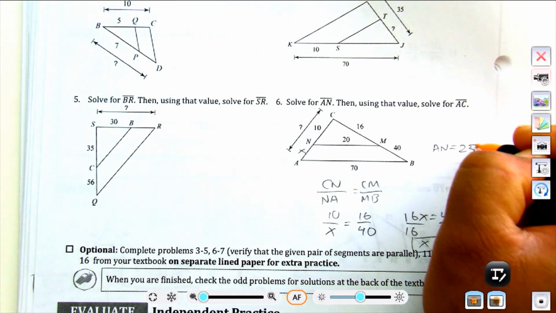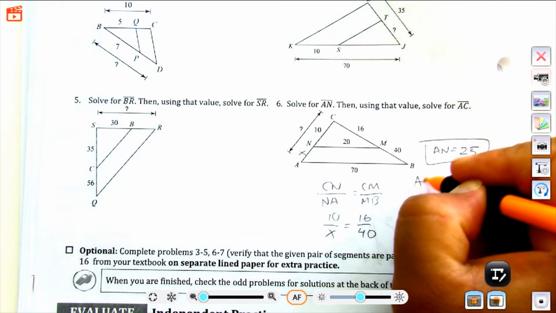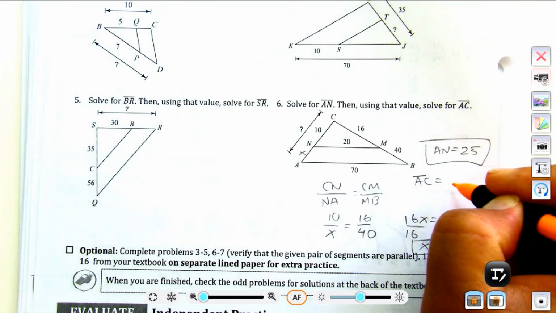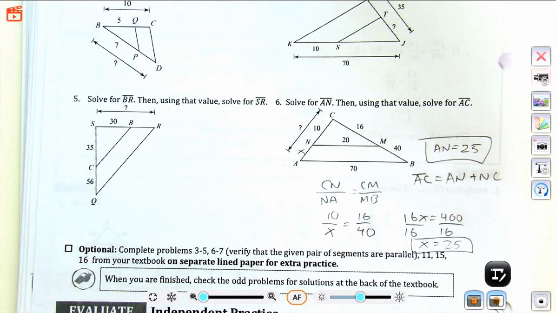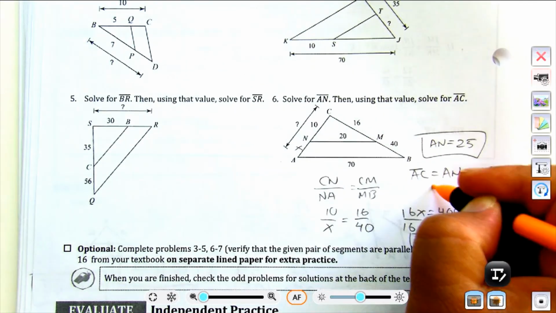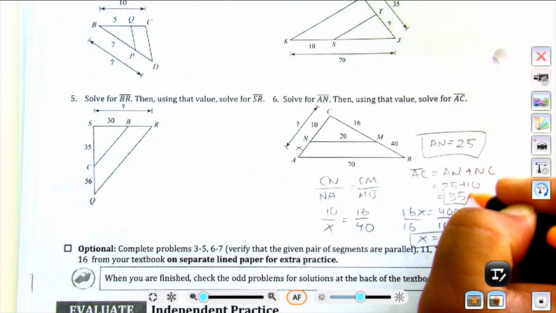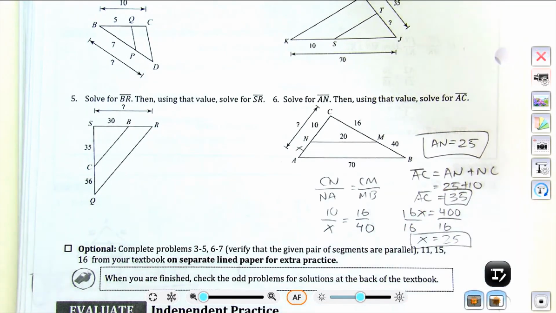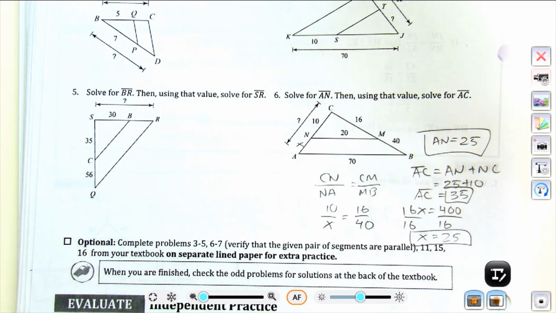Now to find AC, I know AC is equal to AN plus NC, which is 25 plus 10, and that is 35. So AC is equal to 35. And that's how you're going to be doing these problems. So find the missing variable, and then in this problem, I wanted you to find the total length.